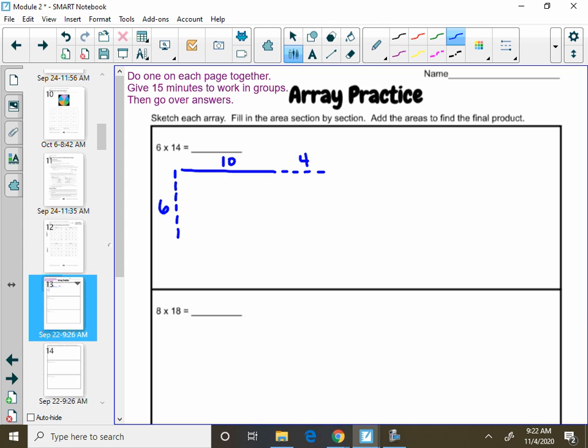And Jessica, what are we going to do at the very end? Add it all up. That's right. So let's go ahead and do this first chunk. 6 times 10 equals, buddy, 60. Go ahead and write it in.